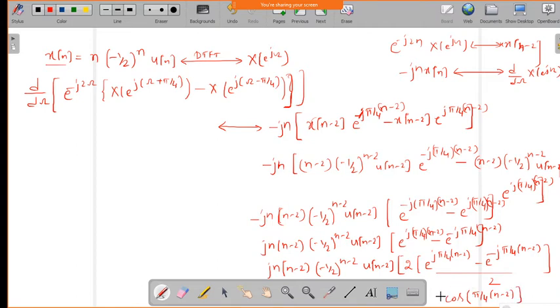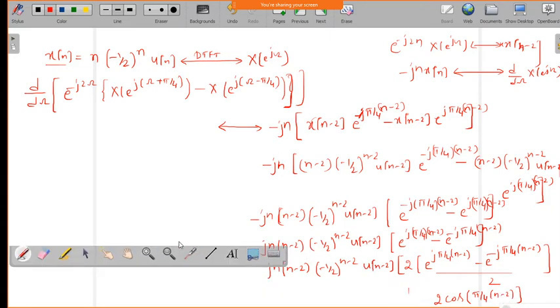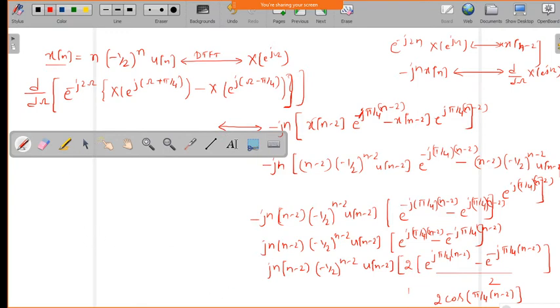Okay, now we can write this complete term as 2 cos of pi by 4 into n minus 2 multiplied by this factor. So the final result: whatever y of e power j omega we have used, the corresponding y of n signal is jn into n minus 2 into minus half power n minus 2 into u of n minus 2 into 2 cos of this one. So this is the final result.